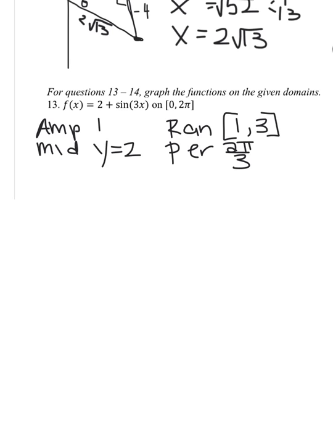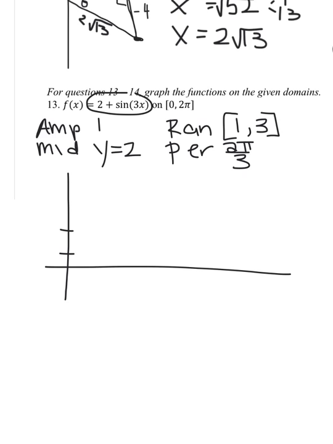If this equation bothers you, if the 2 out in front bothers you, just put it to the end. But the 2 is your midline. Okay, y equals 2 is the midline. So then when you're going to graph this, we're going from the midline is 2. We're going up by 1, down by 1, and then 1, 2, 3, 4 slashes is 2 pi over 3.